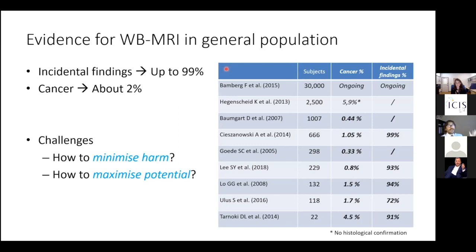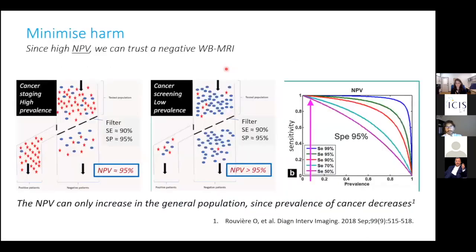So on one hand, we have a huge number of incidental findings. On the other hand, the prevalence of cancer in the general population, as described in the literature, is below 2%. So there are challenges for us as radiologists. On one hand, we want to minimize the harm, because we know that we find incidental findings in almost everyone, so we should not increase the anxiety of the subjects. On the other hand, we need to pay attention to maximize the potential of the test, because it's difficult to find those 2% of cancers in the entire population.